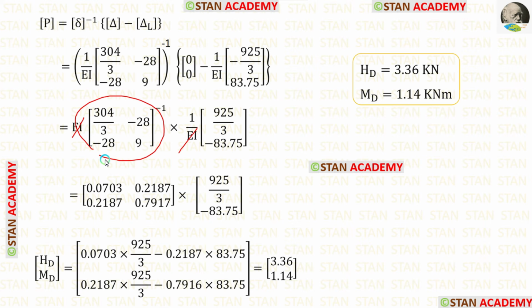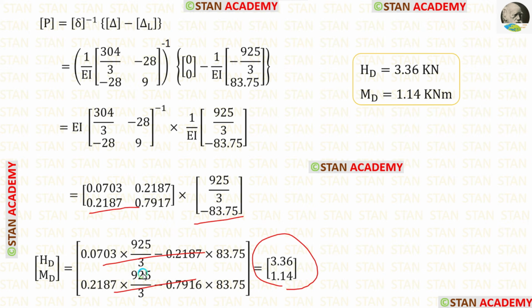We can apply all of the values in the calculator and get the inverse. If you do not know how to find the inverse of a 2 by 2 matrix, see the description below. There is a link. You can click the link and watch the video. I have used the calculator and got the inverse. Then we can multiply these two matrices. After multiplying, we are getting the final values.